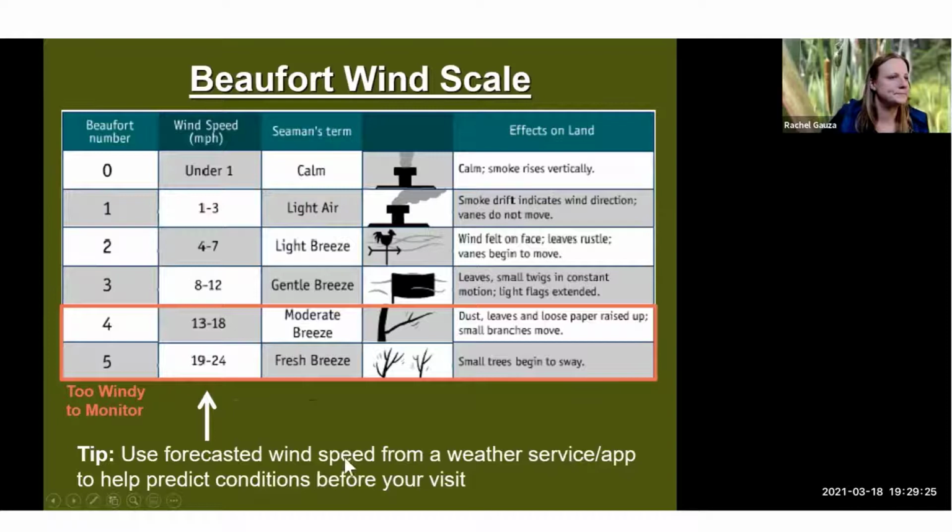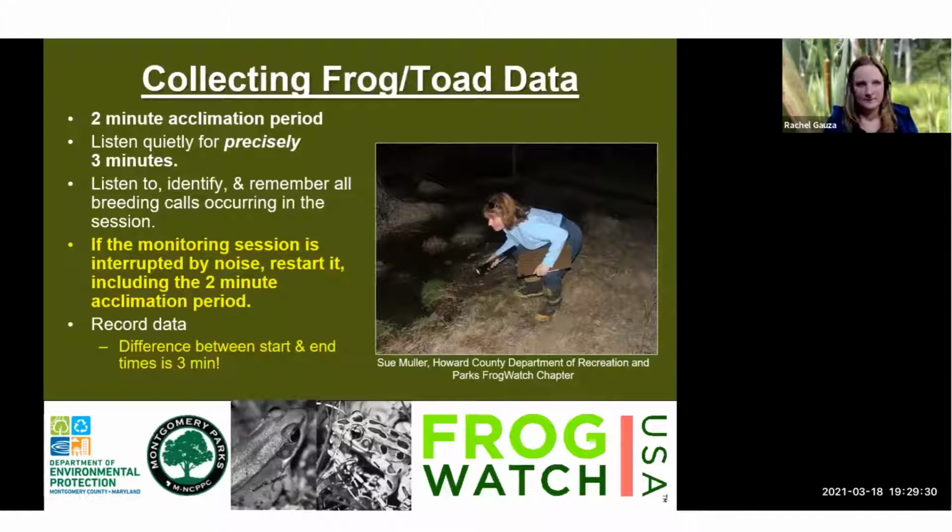All right, the frog and toad data. We've said time and time again that we have this 2-minute acclimation period, and that you then listen for exactly 3 minutes. So use the timer on your cell phone or your watch, and get that exact 3 minutes. During that time, listen to and remember all the breeding calls and then rate their calling intensity.